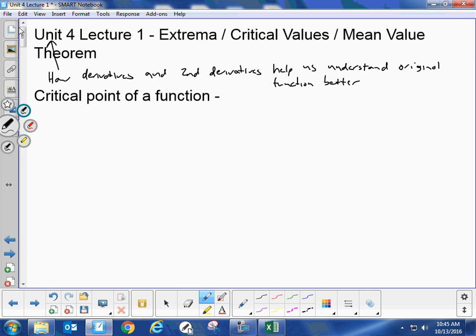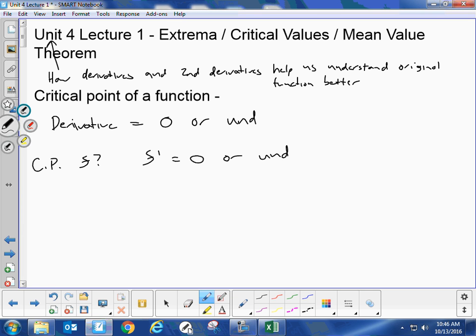Now, the first thing we will talk about, and the first part of this overarching unit, is critical points of a function. A critical point of a function is when its derivative equals 0 or is undefined. Sometimes it's called a critical number. So if I said, what is the critical point of f? It'll be when f prime equals 0 or is undefined.